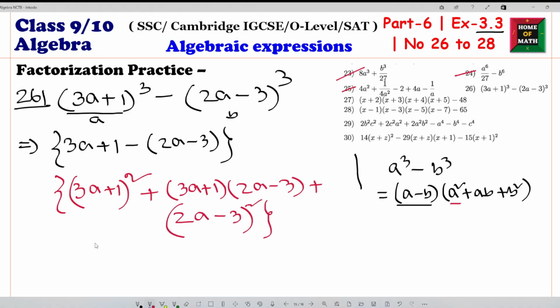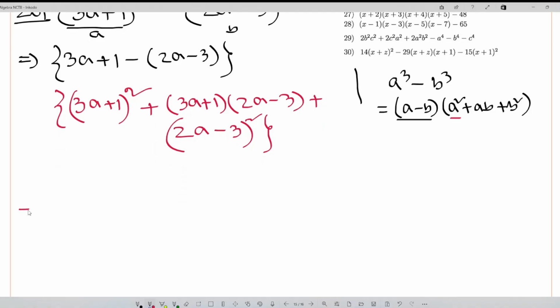Okay, now we will simplify this big expression. How? Look, first one (3a + 1), 3a plus 1, then minus 2a, then plus 3. Okay, next one, (3a + 1) whole square.